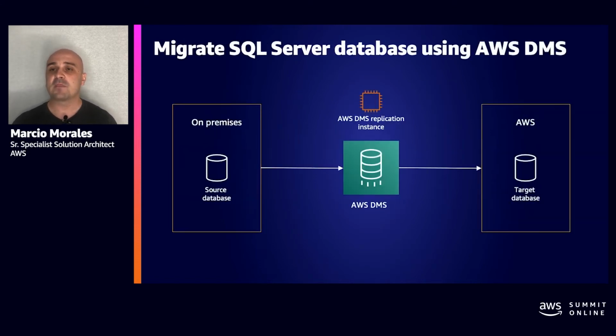So let's say you have an on-premise database. Your source database is going to be SQL Server 2008 or 2005, and you want to migrate this database to a SQL Server running at AWS on Amazon EC2 or RDS. Using DMS, DMS is going to launch an Amazon EC2 instance called the DMS replication instance. This instance is going to connect to your source database and your target database, and the instance is going to handle the replication between those two environments.